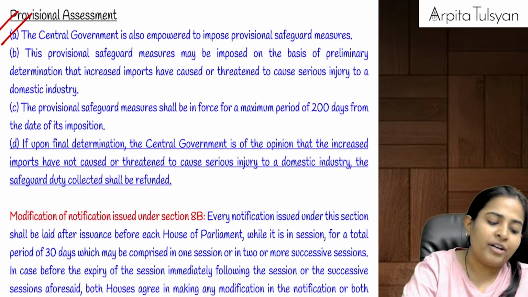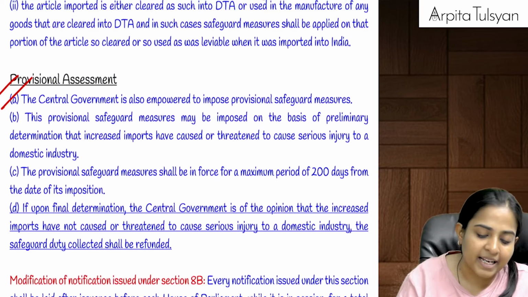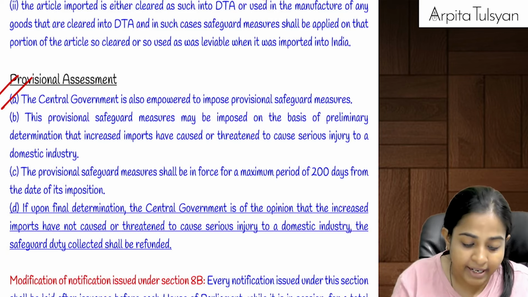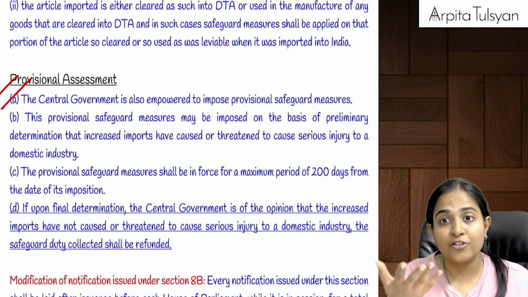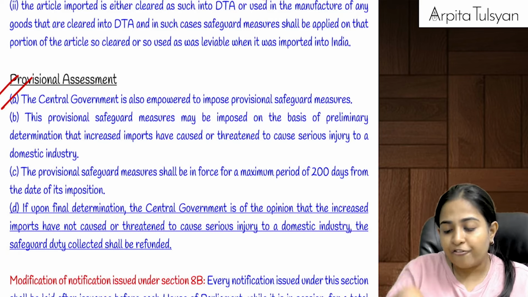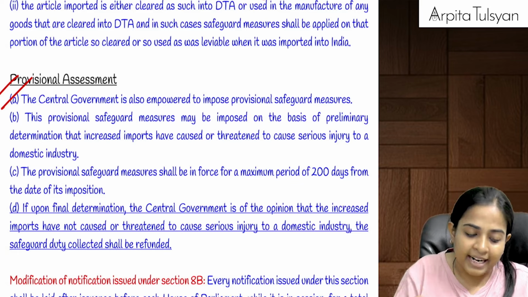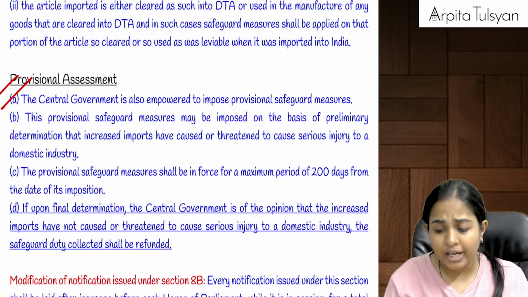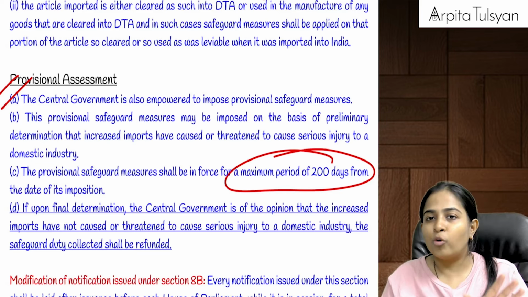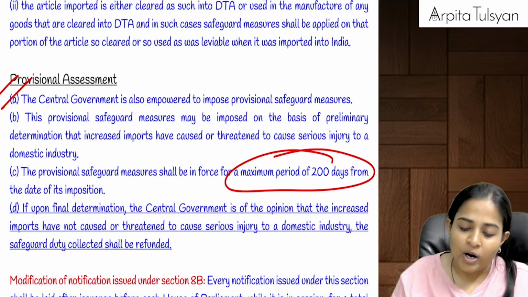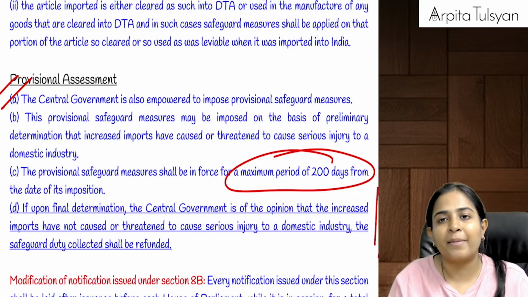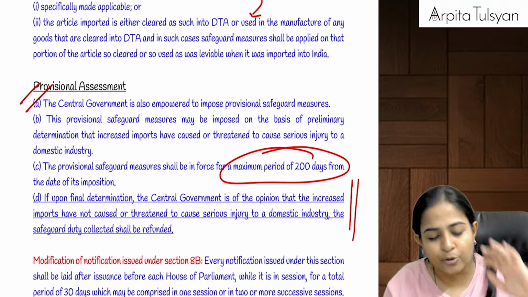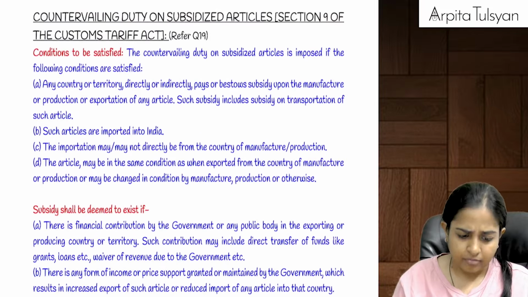And the last point is talking about provisional assessment. Sometimes it can so happen that the central government or customs officer is just doing a preliminary inquiry. They are doing a determination, finding out whether we should levy safeguard duty or not. During that time, if the central government is of the opinion that provisionally we should levy, then it can be levied for a maximum period of 200 days. It will get vacated after 200 days, and if finally it is determined by the government that it should not have been levied, then we will refund the duty which we had taken from them. Are you clear with this?